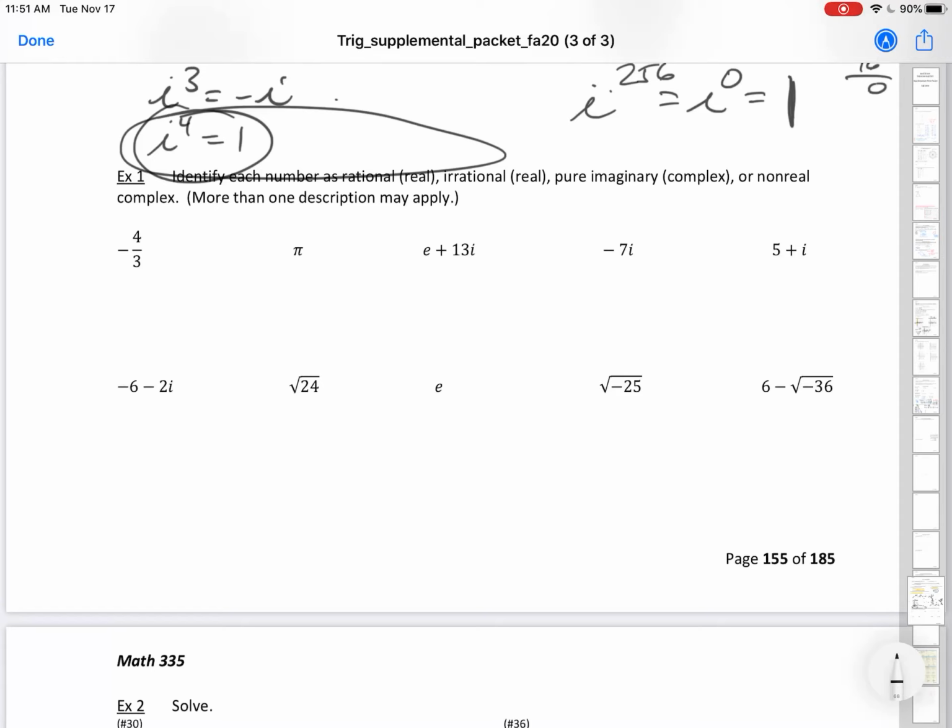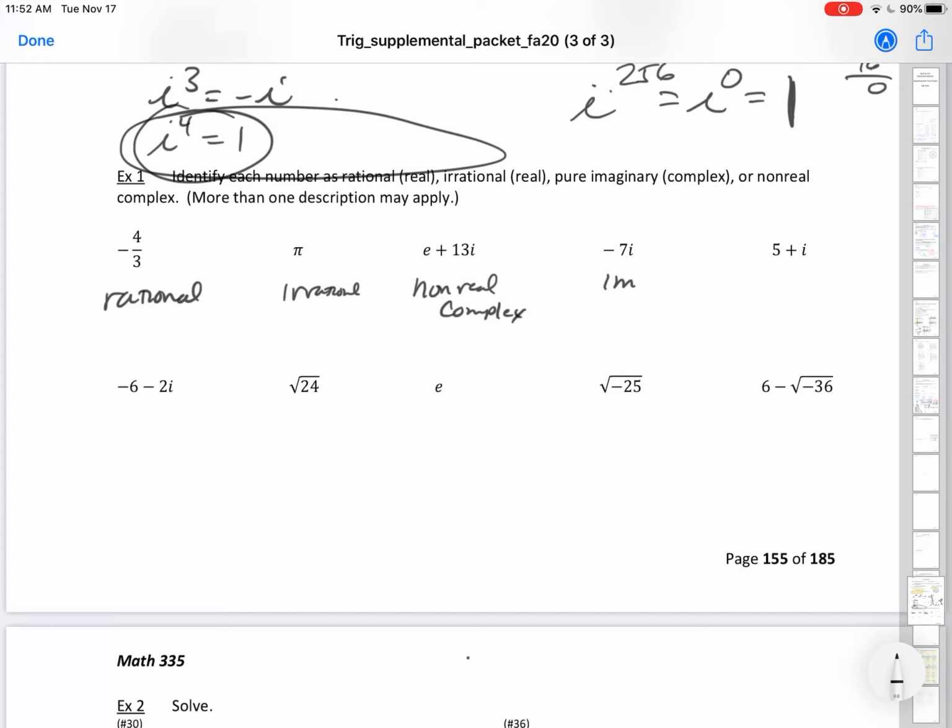Okay, so this first one is rational. If you remember, rational is all the fractions, right? And so how about this one? This is irrational, right? Pi. e is irrational, but it has an imaginary part, right? So e is irrational. So this is not pure imaginary. This is non-real complex because of that i.